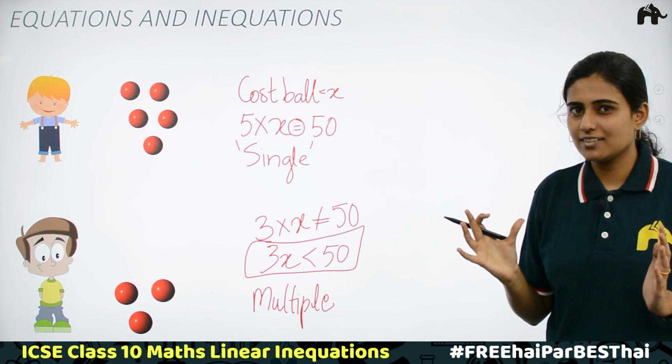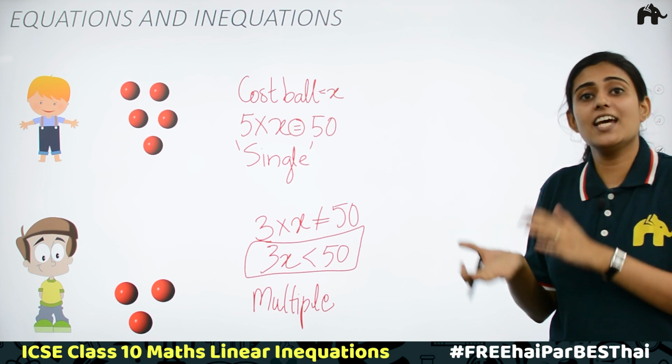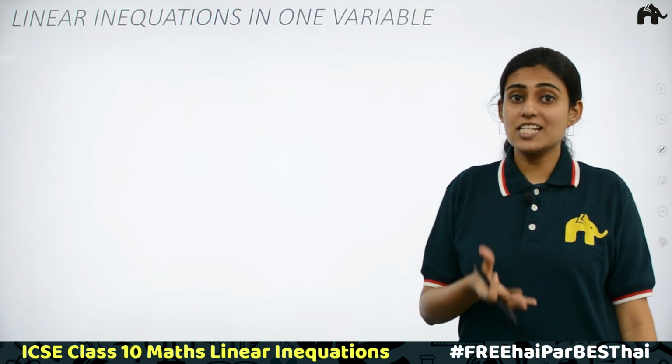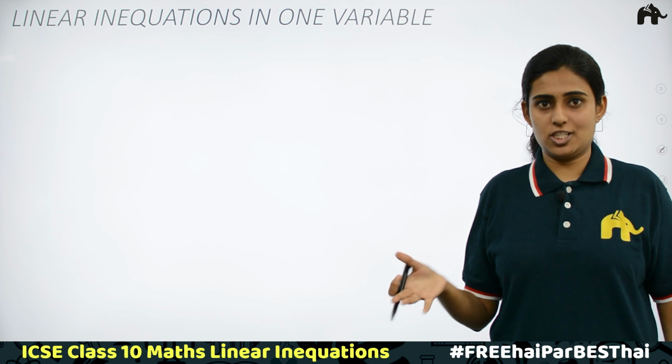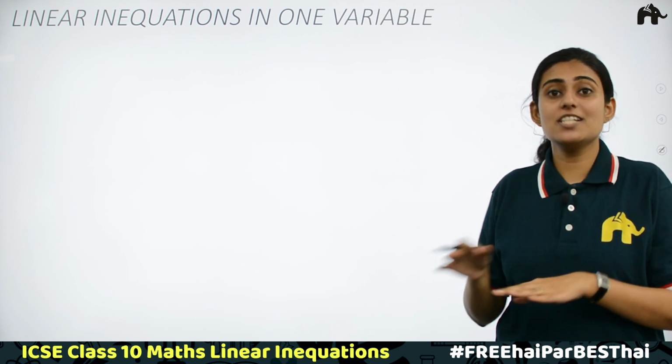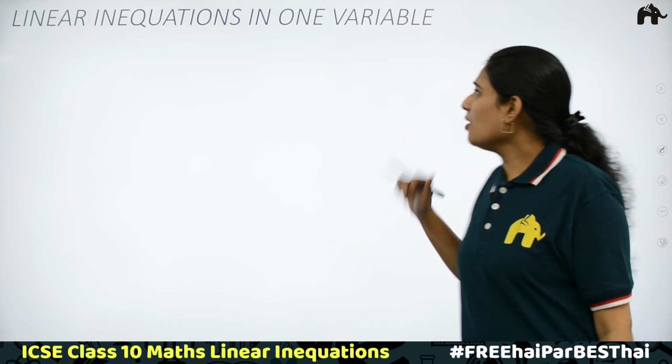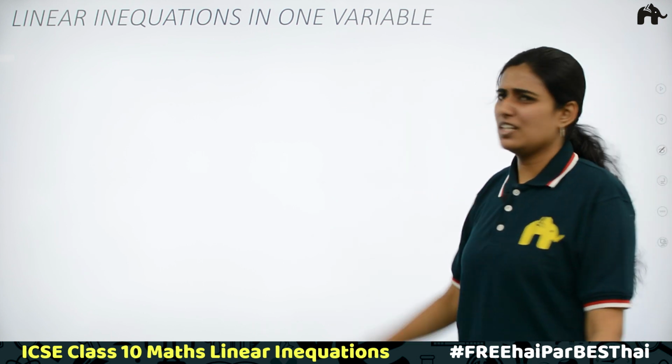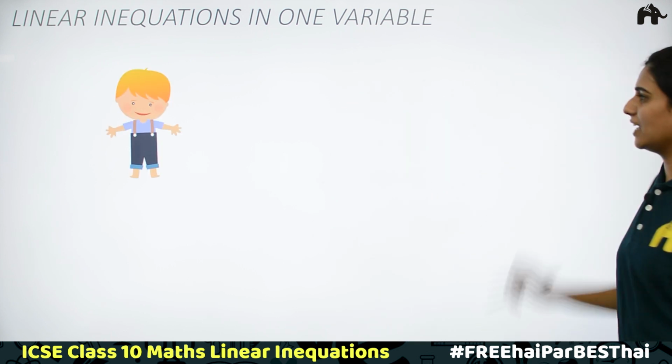Got the basic idea? Now let's see what linear inequations are. Now we know the difference between equation and inequation. In case of equation, there is a sign of equality. In case of inequation, there is no equality. Now what is a linear inequation in one variable? Let's again start with an example.